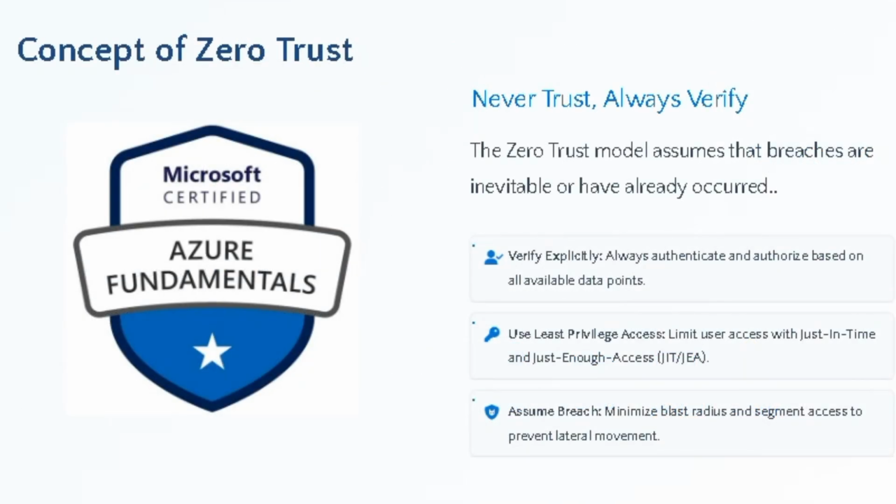One of the things for your AZ-900 is that you have to understand the concept of zero trust. Zero trust means never trust, always verify, because the zero trust model assumes that breaches are inevitable. To understand this, there are three principles. Verify explicitly: always authenticate and authorize based on all available data points. Use least privilege access, which means limit the access to just-in-time or just enough access. And assume breach: minimize the blast radius and segment access to prevent lateral movement.